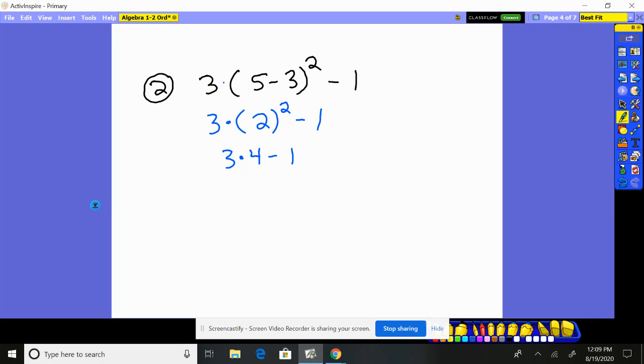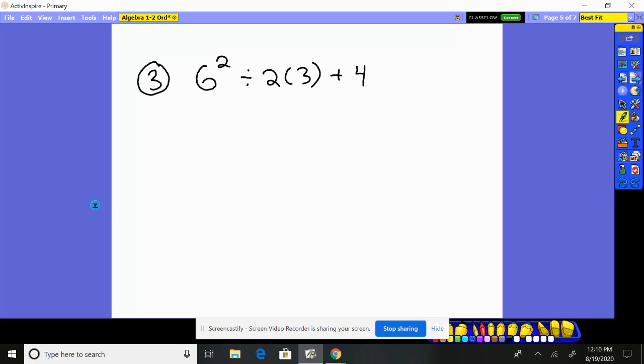Now, I have a multiplication and subtraction. So I'm going to do the multiplication first because it is more powerful. So I have 12 minus 1. Final answer, 11. Notice this sort of goes in sort of like a V or a Christmas tree or something. So that helps us see step by step by step by step. It's sort of making it smaller, smaller, smaller until you get to your final answer.